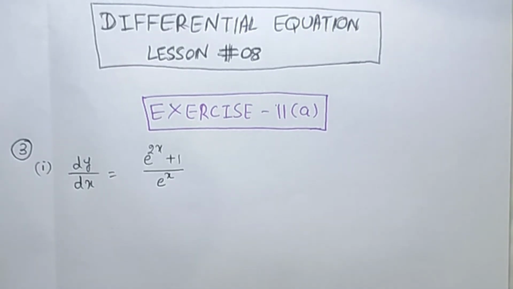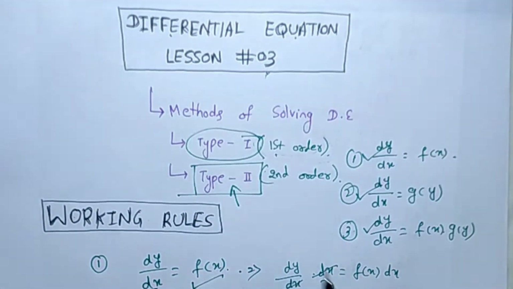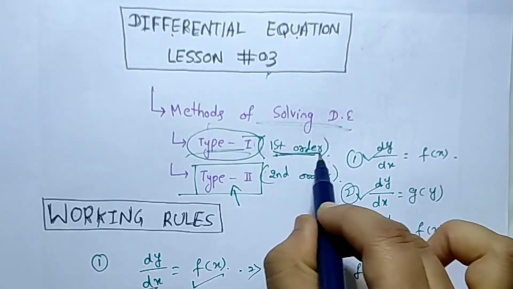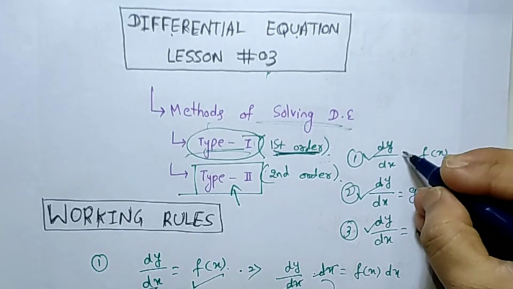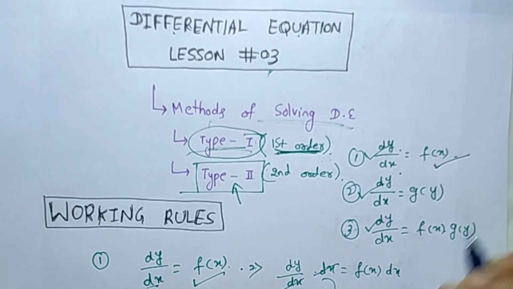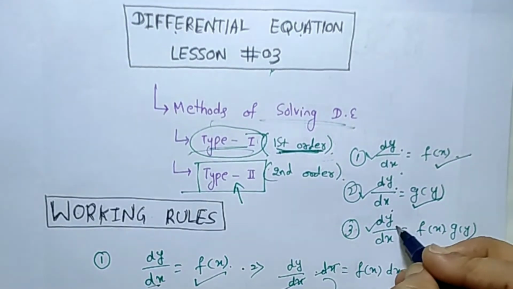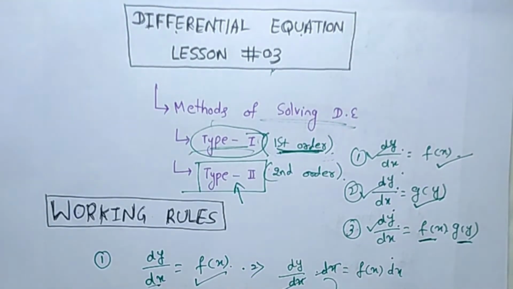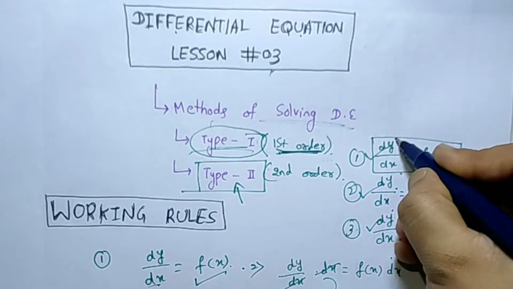Okay. Now in lesson number 3 we have already covered the general solution of type 1, which is first order differential equations. There are three types: dy by dx is equal to f of x form, or dy by dx is equal to g of y form, or dy by dx is equal to f of x into g of y form. So we have to find y. We are given dy by dx is equal to f of x. We have to find y.